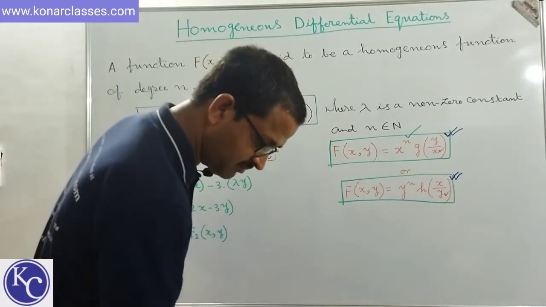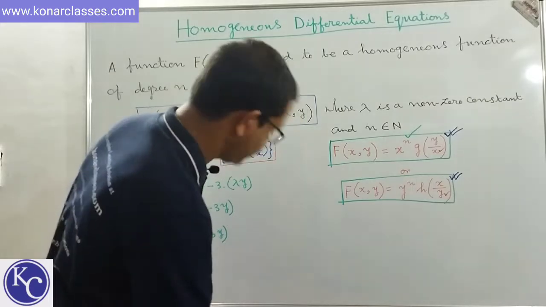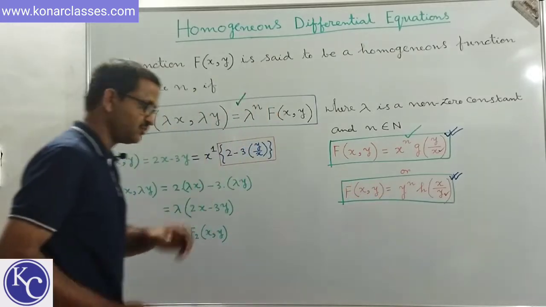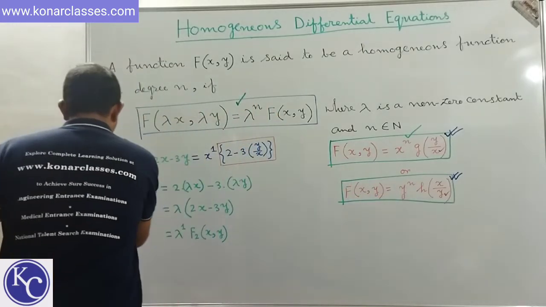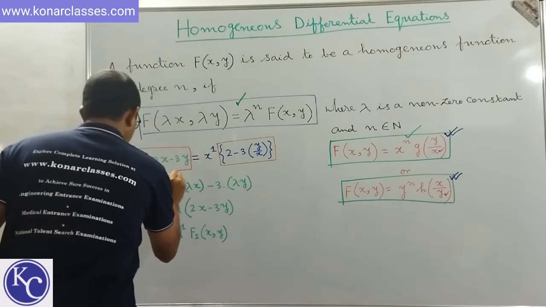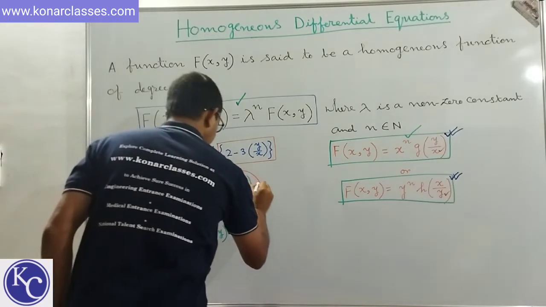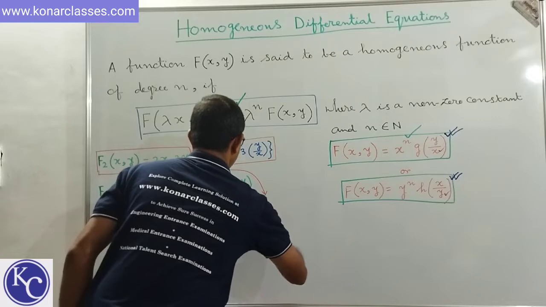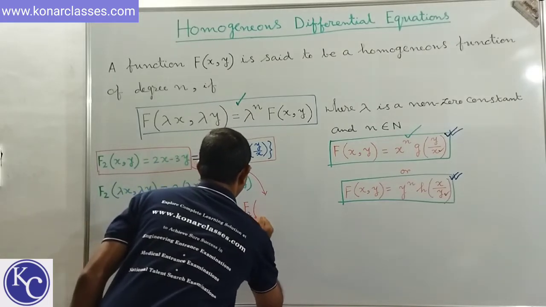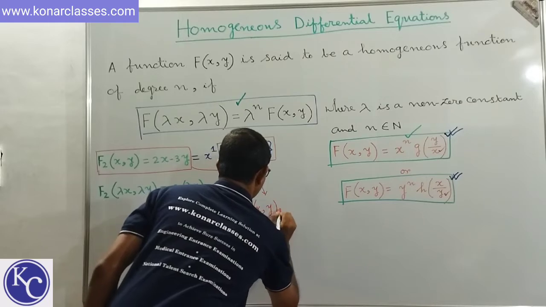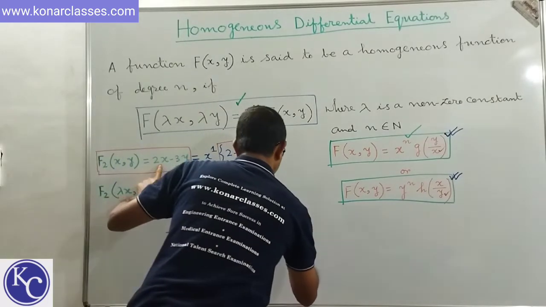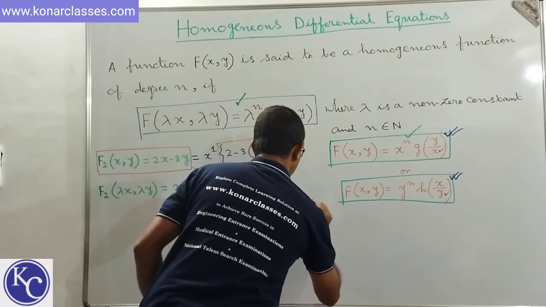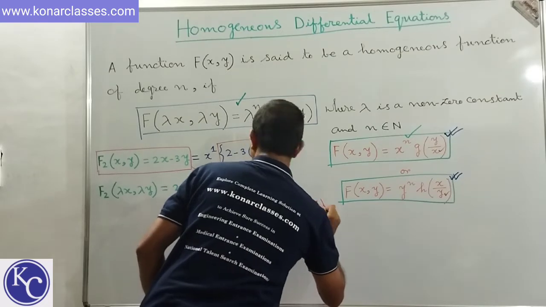So far we have seen this definition, and this definition. In this definition also we can show it. How? Let me show you. So the same function, let me do it here. I just do not want to erase anything, so from here I am going to write. So what we can write is f2 of x comma y, that is equal to, from here we take y common. Y common means y to the power 1 common. So what we are going to get is 2 into x by y minus 3.